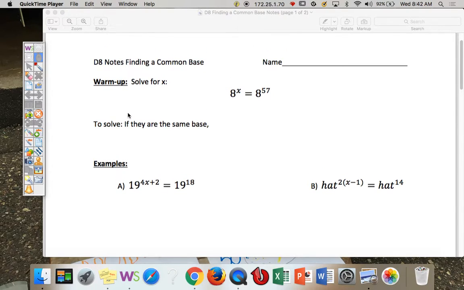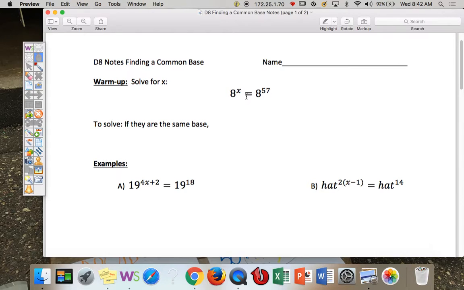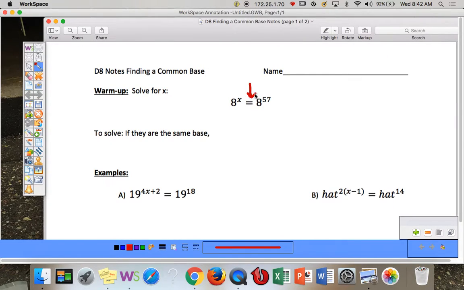Yesterday we looked at solving for x when they have the same base. So we're going to review that again today. To start with the warm-up, we have 8 to the x equals 8 to the 57. And we know that for these to be actually equal, then x has to be 57. So we learned yesterday, if they have the same base, then the exponents are equal.